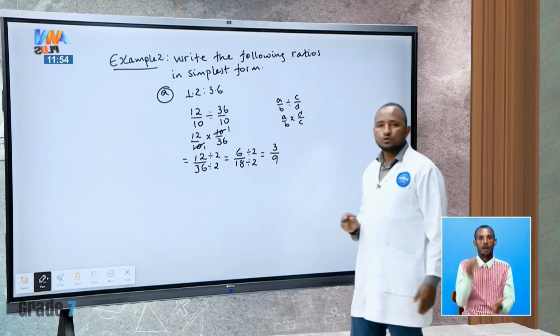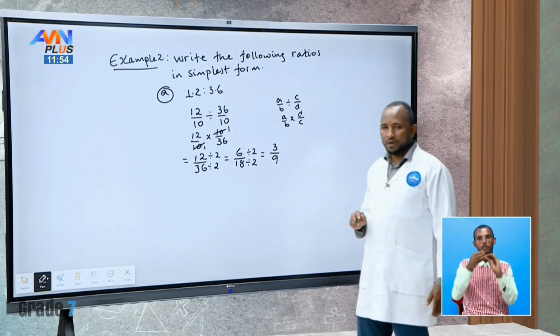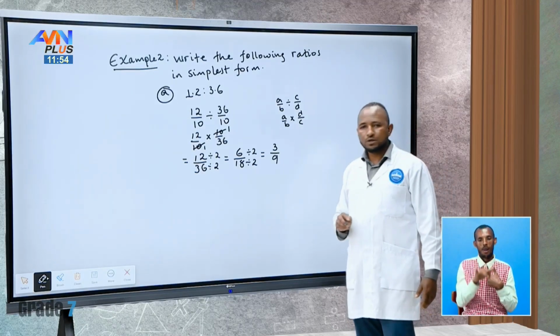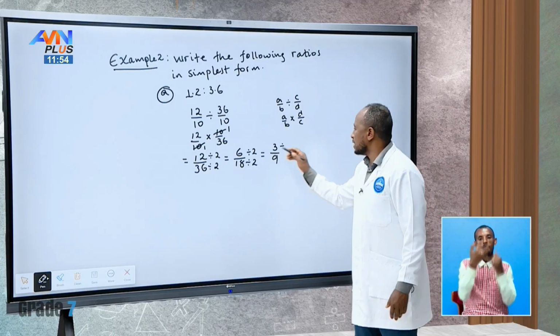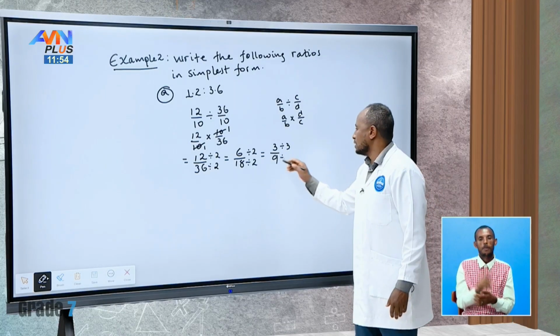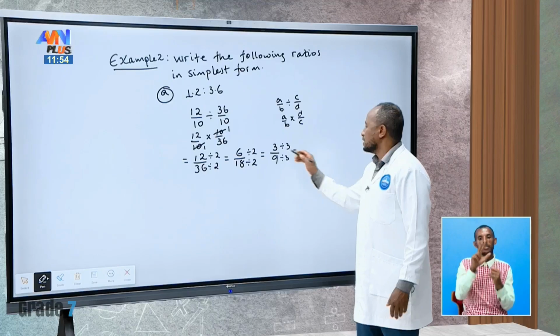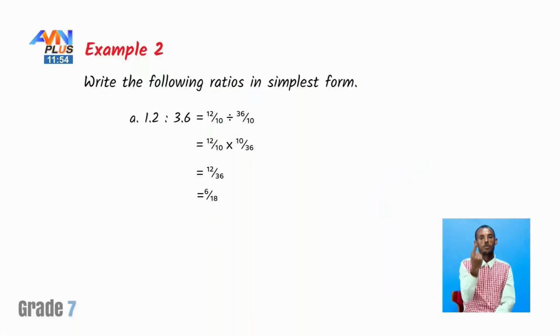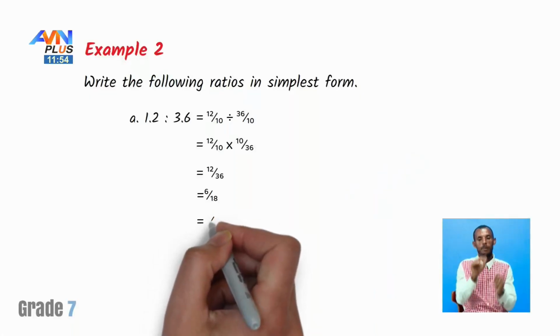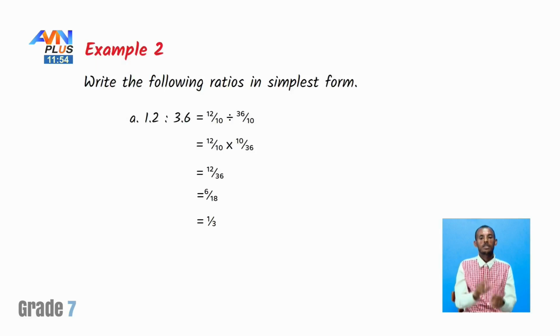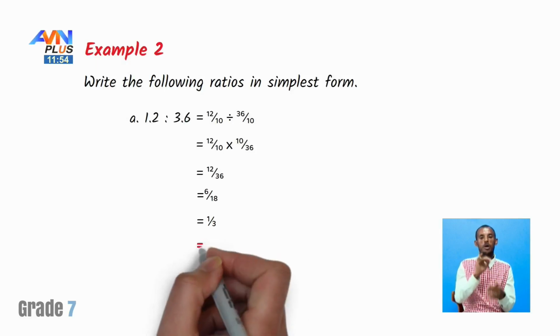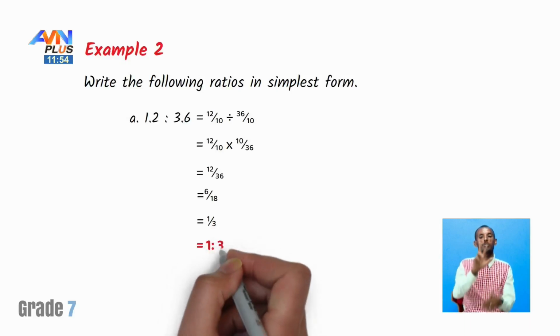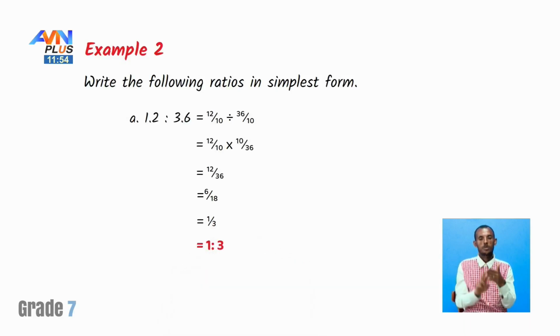Again, these two numbers have a common divisor. Both can be divisible by 3. So divide this by 3. Again, this one by 3. So here, 3 divided by 3 it is 1. And 9 divided by 3 it is 3. Therefore, this is a simplified ratio. I can write this in ratio form as 1:3. This will be the answer.